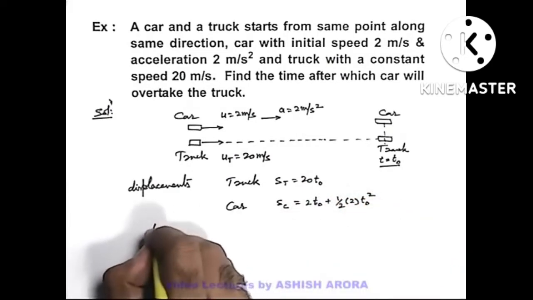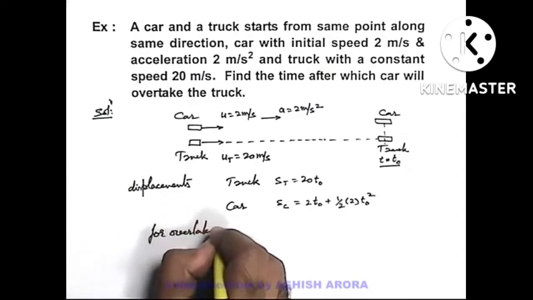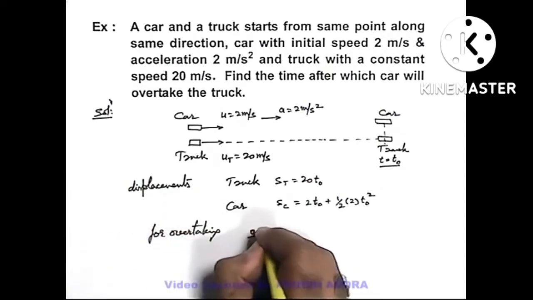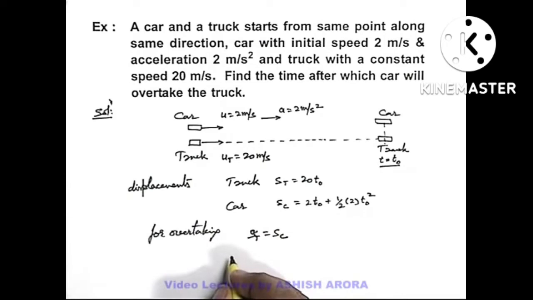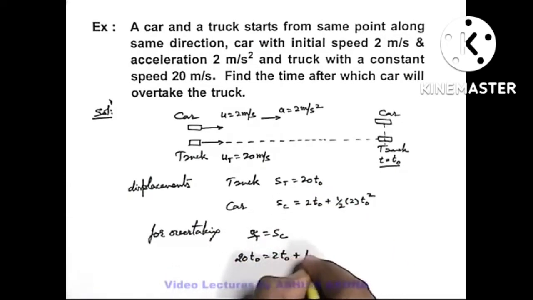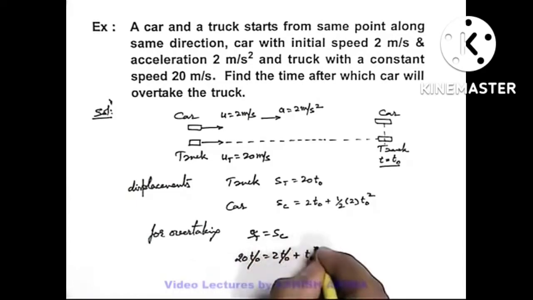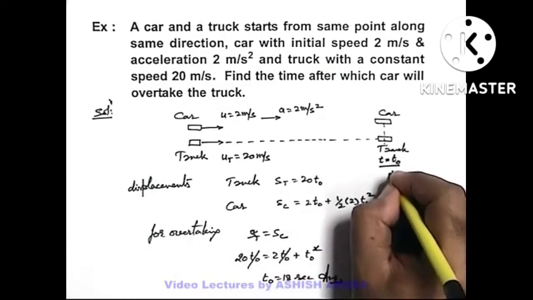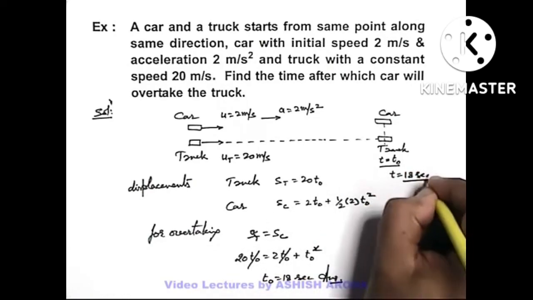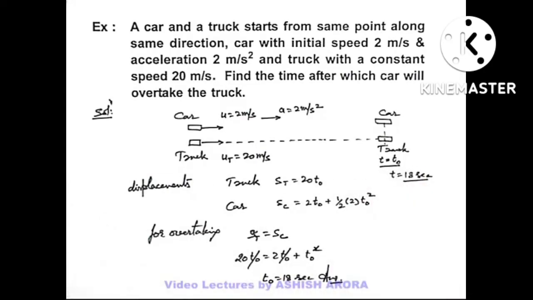Now, obviously for overtaking, we can write displacement of truck is equal to displacement of car. If we equate the displacements, we get 20 t naught equals 2 t naught plus t naught square. Here one t naught gets cancelled out, and directly we get the value of t naught as 18 seconds. This is the answer to this question. So it is at time t equals 18 seconds that the car will overtake the truck.